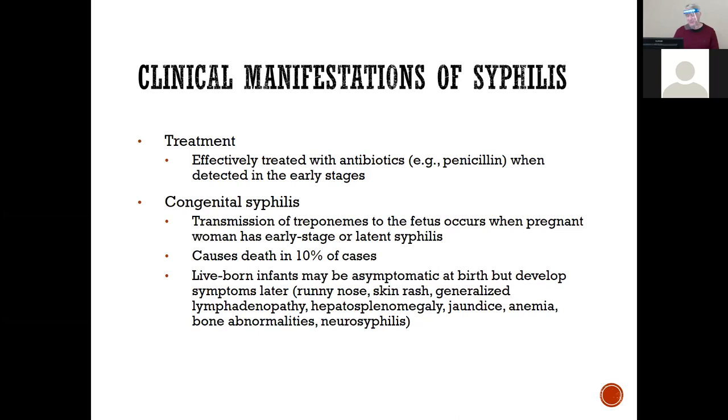Congenital syphilis is when the transmission occurs to the fetus, when a pregnant woman has early stage or latent syphilis. It causes about 10% of the cases. Live-born infants may be asymptomatic at birth, but then get symptoms later: runny nose, skin rash, lymphadenopathy, hepatosplenomegaly, which is enlarged liver and spleen, jaundice, anemia, bone abnormalities, and neurosyphilis, all in the infant, okay? So congenital spread is why you would do an RPR as pre-OB.